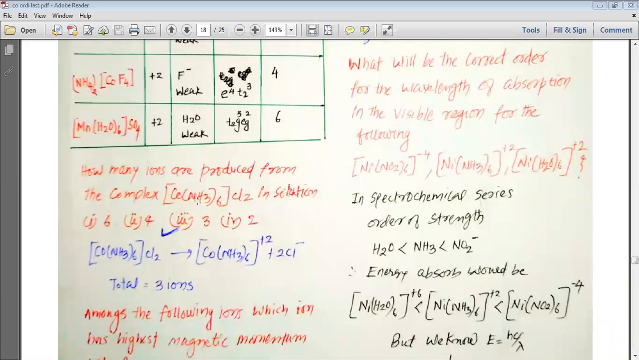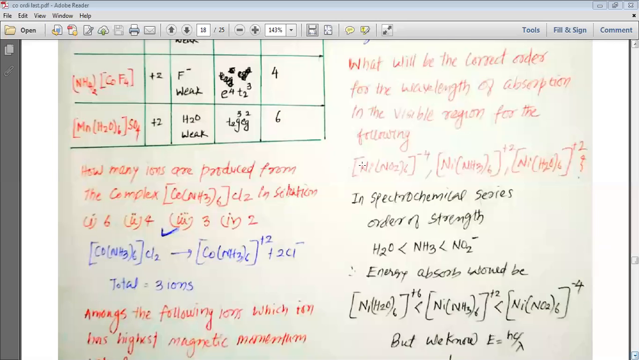Now we have the next question to study, my dear students: how many ions are produced when the complex [Co(NH3)6]Cl2 is in solution. We know that when [Co(NH3)6]Cl2 dissociates in water, it produces [Co(NH3)6]2+ and 2Cl-. So the total ions produced are 2Cl- plus 1 ion of [Co(NH3)6]2+. The [Co(NH3)6]2+ remains as a coordination entity and does not dissociate to give 6NH3 and Co2+. So ultimately we get a total of 3 ions produced by the dissociation of the compound.